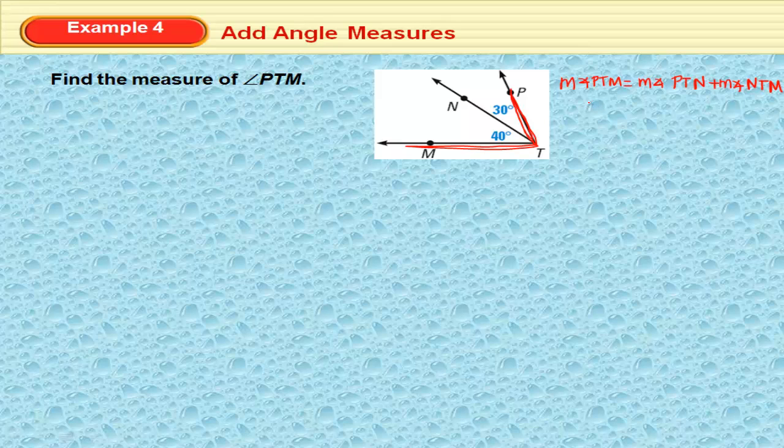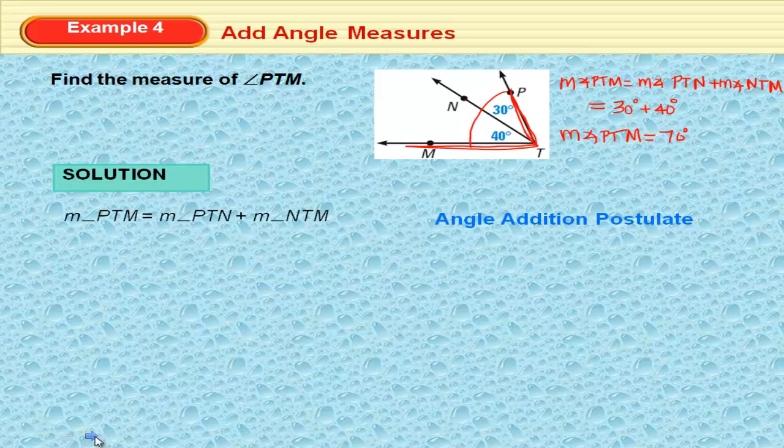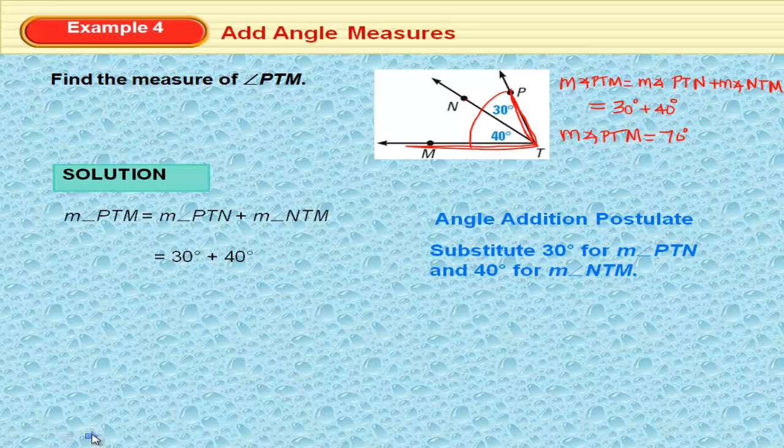So let's substitute. The measure of angle PTN is 30, and the measure of angle NTM is 40. So that means that the measure of angle PTM is equal to 70 degrees. That means the measure of this whole angle. And there it is. Angle addition postulate, you substitute, and you have your angle measure.